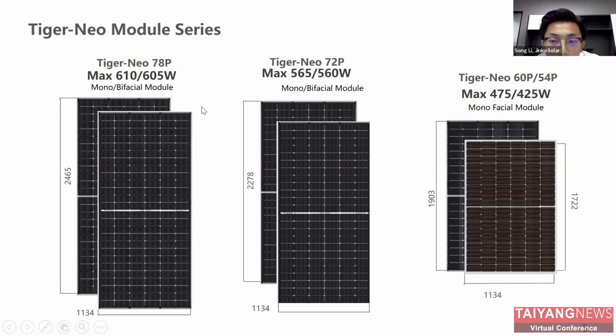Also, the N-type has the same dimension size as our P-type Tiger Pro, and it will add about 15 to 20 watts of power per module over the P-type. For example, this Tiger Neo 72 pieces has 560 watts, and with the same size, the Tiger Pro P-type module only had 540 watts. So it has more than 20 watts per module over the P-type.